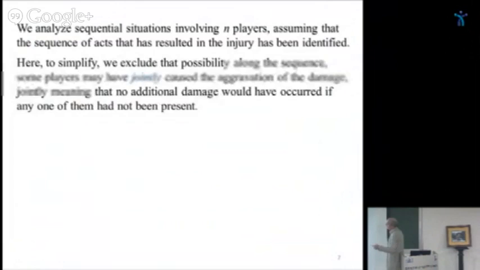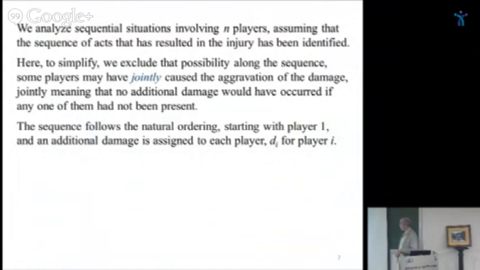Okay, so we analyze indeed a sequential situation that involves a number n of players, they act sequentially. And the sequence has been identified. I don't consider the possibility of what I call joint causation, as in your example. We have really something that is sequential, so we follow the natural ordering. We start with player one until player n.